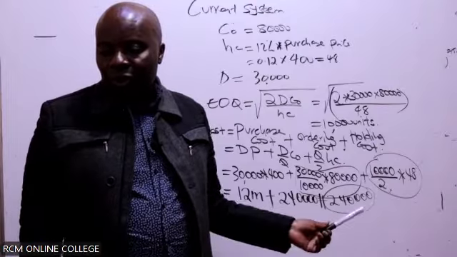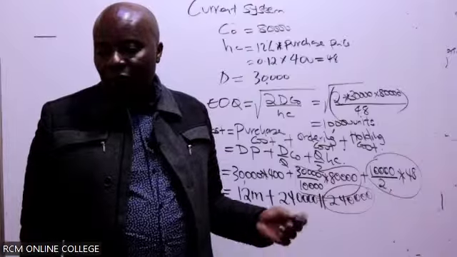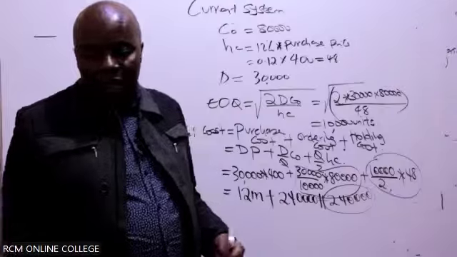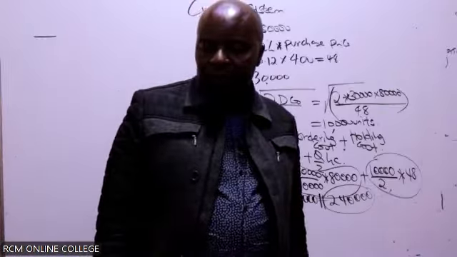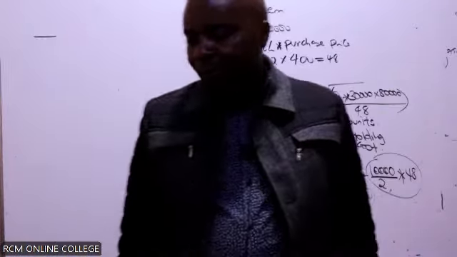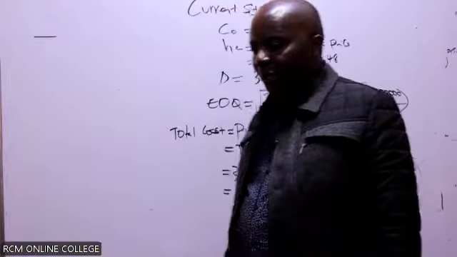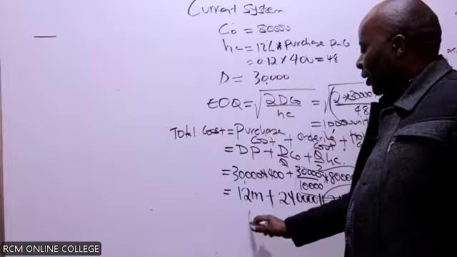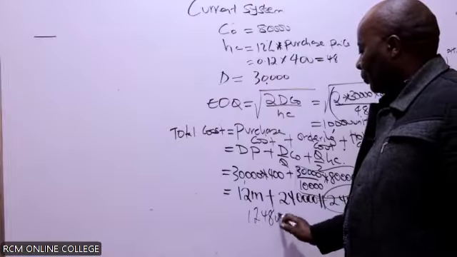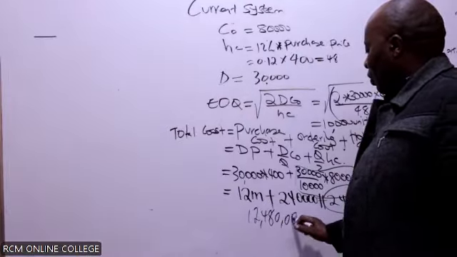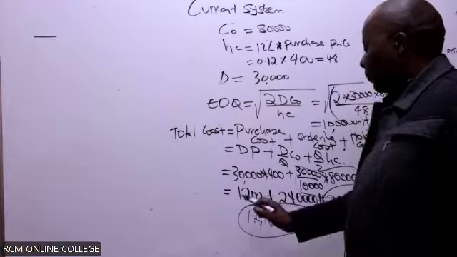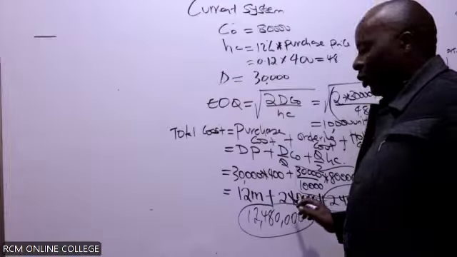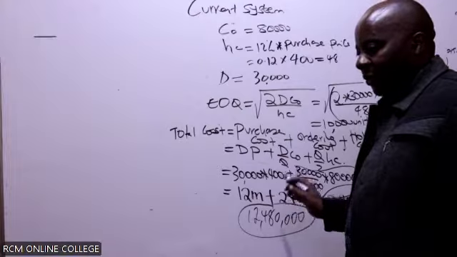So then are you able to give me the final answer now? 12 million plus 240,000 plus 240,000. What is the final answer, ladies and gentlemen? 12,480,000. Yeah, so this figure you should be able to remember it. This figure we shall be able to remember it.